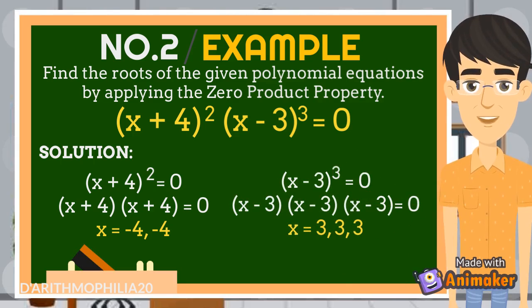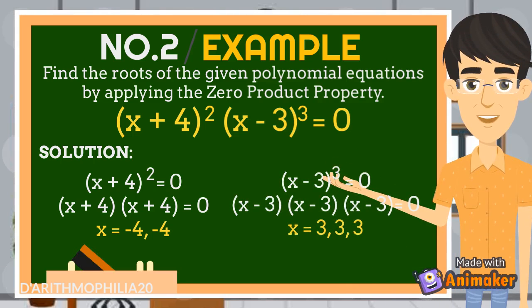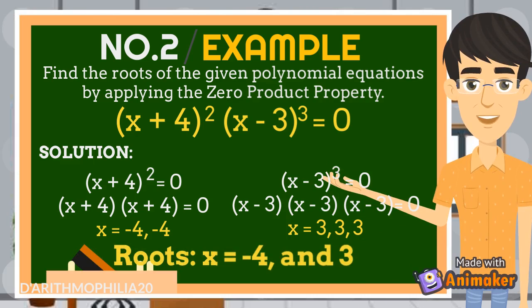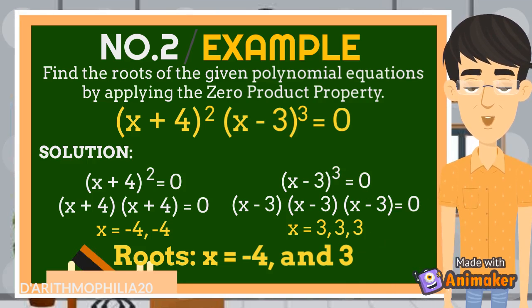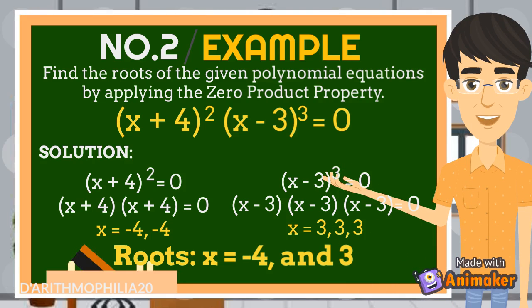Next, for x minus 3 quantity cubed equals 0, this produces 3 parentheses of x minus 3 equals 0, which also gives us the root of 3. Therefore, the roots of the given polynomial equation are -4 and 3. Please take note that having 2 or more similar roots can be rewritten as 1. That is according to the rule of multiplicity.